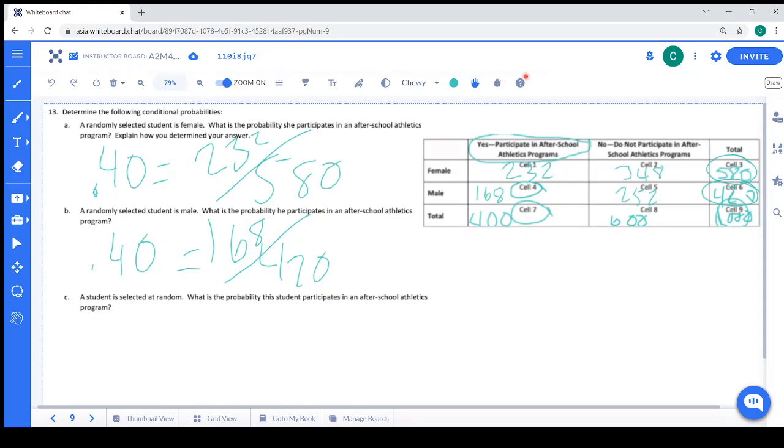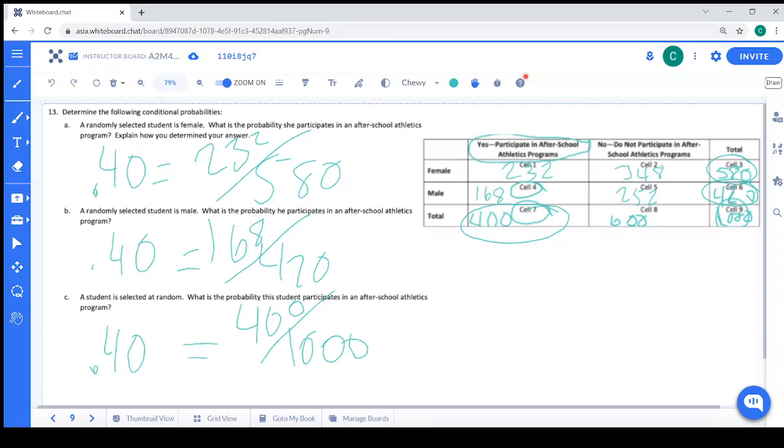Okay. Now, what about a student is selected at random? So the total students, okay, what part is that going to be out of? Well, how many students are there? There's 1,000, both male and female students. So what is the probability that this student participates in an after school? Well, we would look at cell 7 because that's all the ones that participate. And that's going to equal the same thing. Okay?